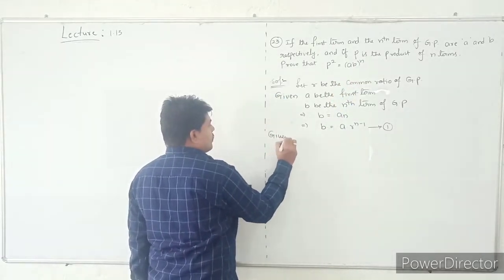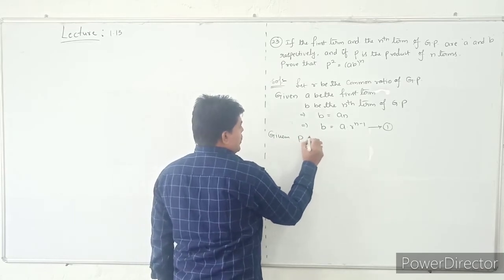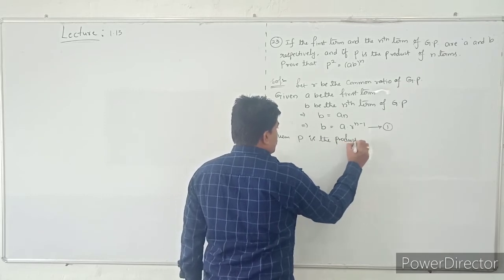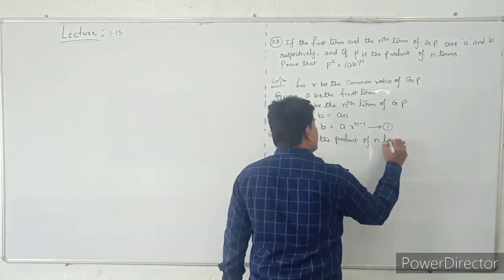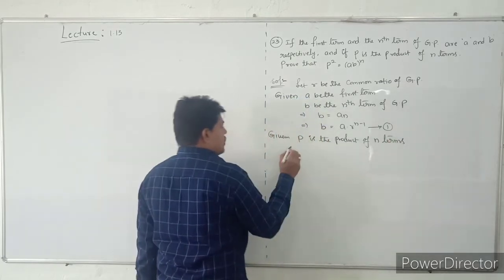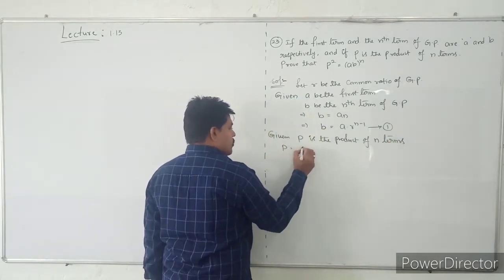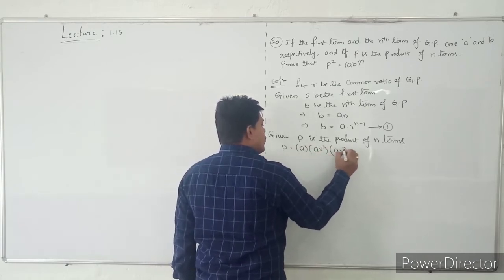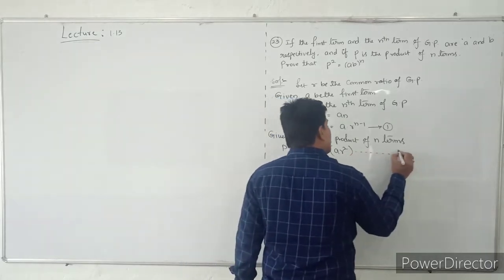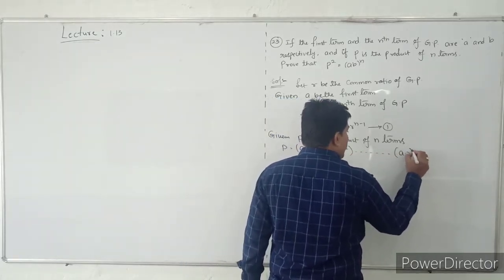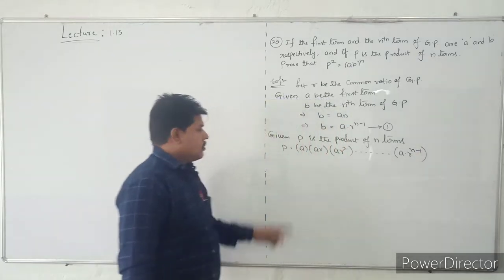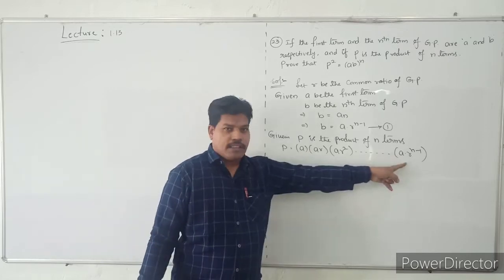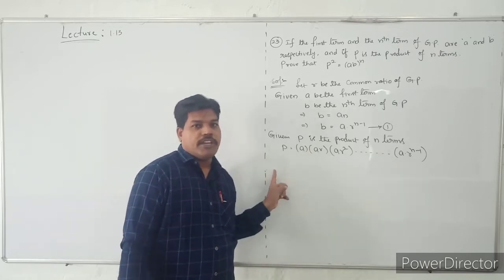Given P is the product of n terms. So P is equal to A into AR into AR square and so on, up to A into R power n minus 1. P is the product of n terms: A, AR, AR square and so on. The nth term is A into R power n minus 1.